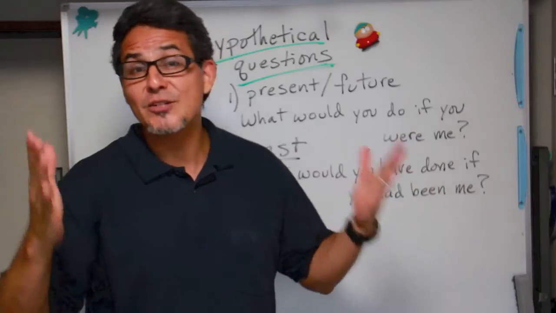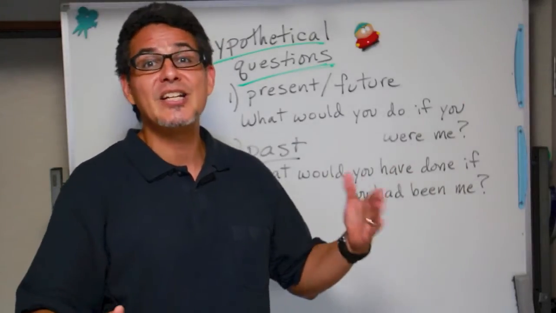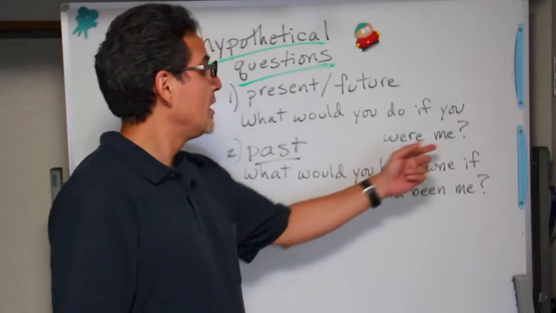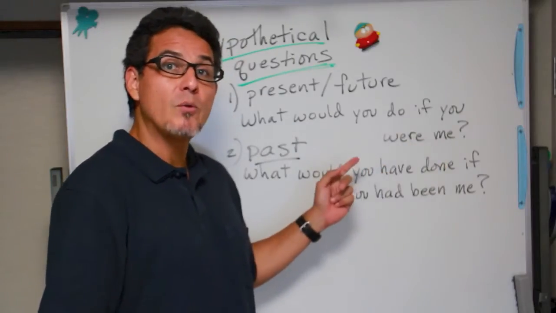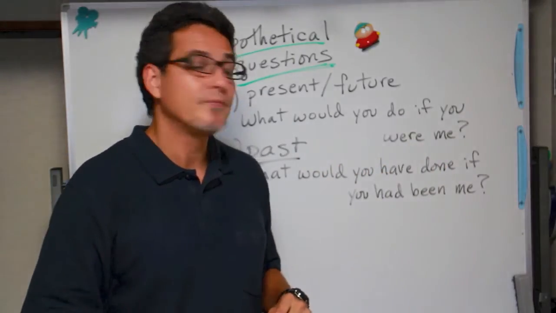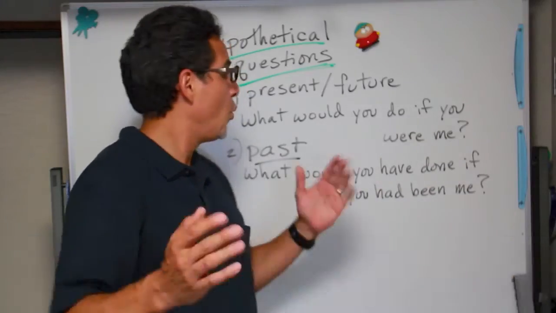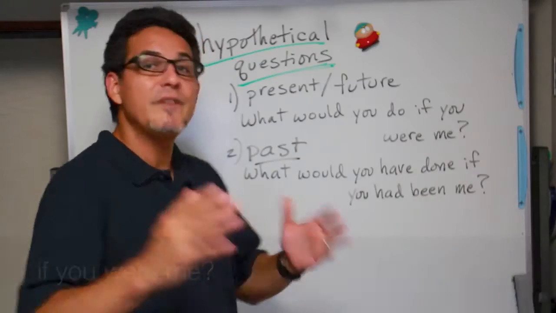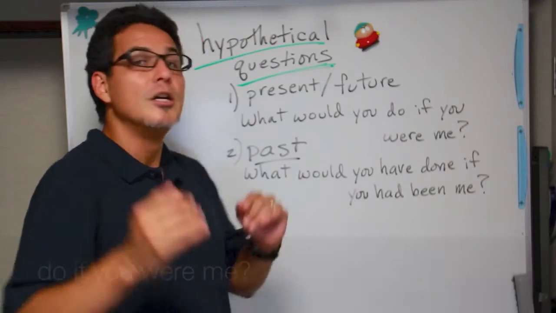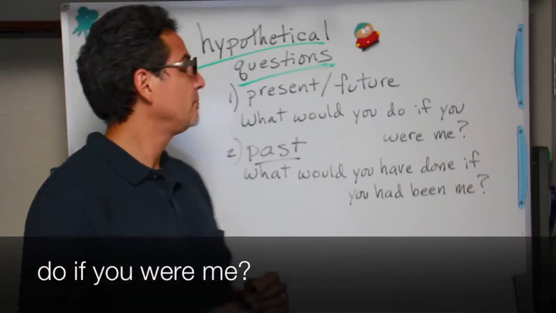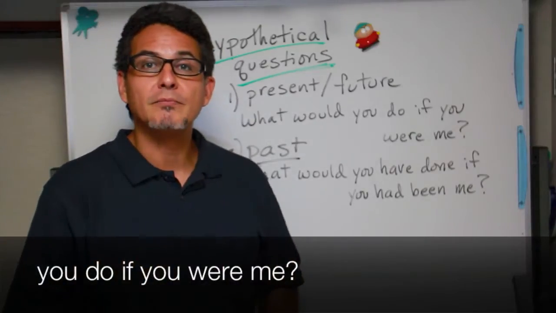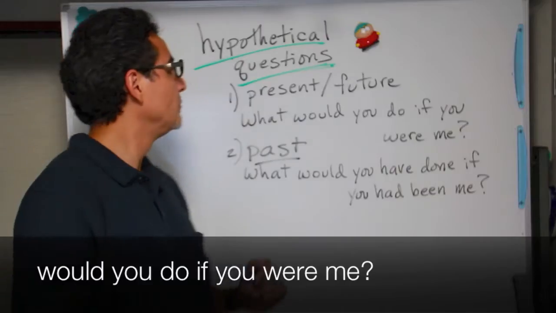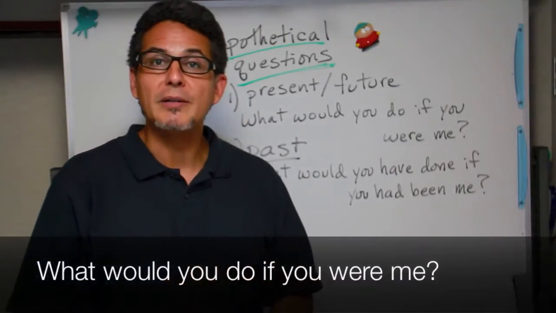Now, to say this smoothly, a technique that I teach many of my students is to say the sentence backwards. Begin with the last word and go backwards. So please repeat after me. Me. Were me. You were me. If you were me. Do if you were me. You do if you were me. Would you do if you were me? What would you do if you were me?